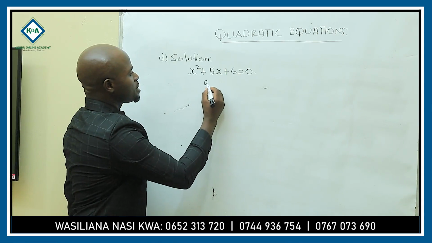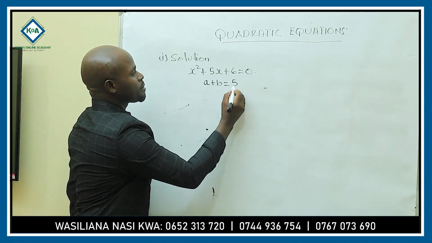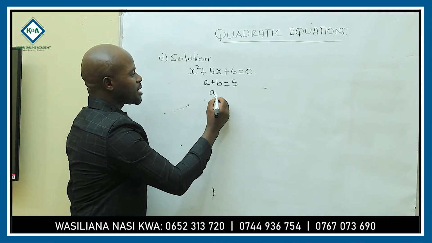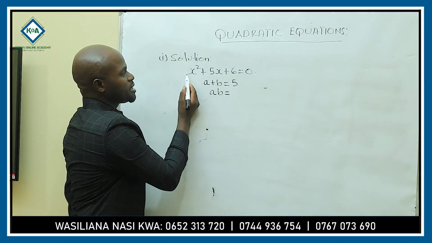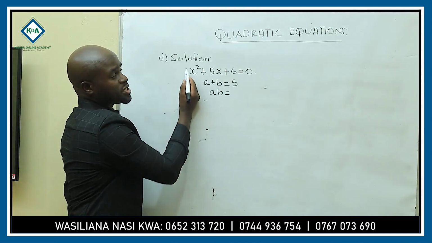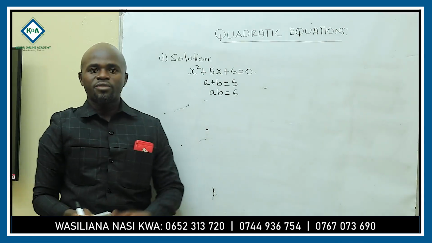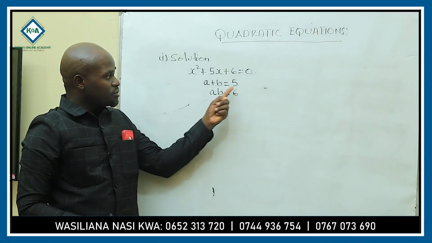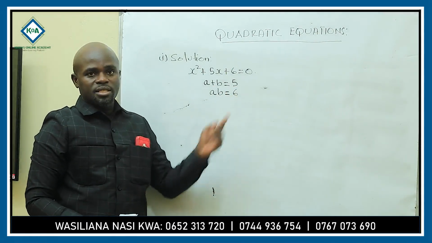If you add those numbers, you have to get 5. And if you multiply the same numbers, you have to get 6 times the number here. But here, if you don't see the number, it means it's 1. So 6 times 1 is 6. So you have to think out which numbers, if you add, you get 5, and which numbers, if you multiply, you get 6.